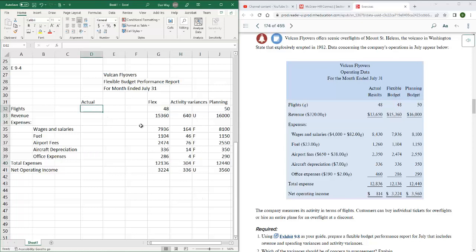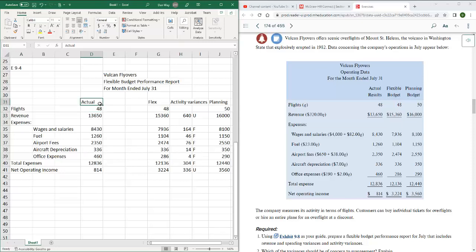Okay, let's move over and look at our actual results here. So we did serve 48 flights. Our actual revenue billed to customers was $13,650. Wages and salaries $84.30, fuel $12.60, and so on down the line as given. Now these things, keep in mind, when we say the actual result, we're talking about, essentially tabulated receipts. So all the bills I sent to customers, revenue I not necessarily collected, but at least billed to them, that's my $13,650. There's no formula to come up with that, in other words, based on what actually happened.